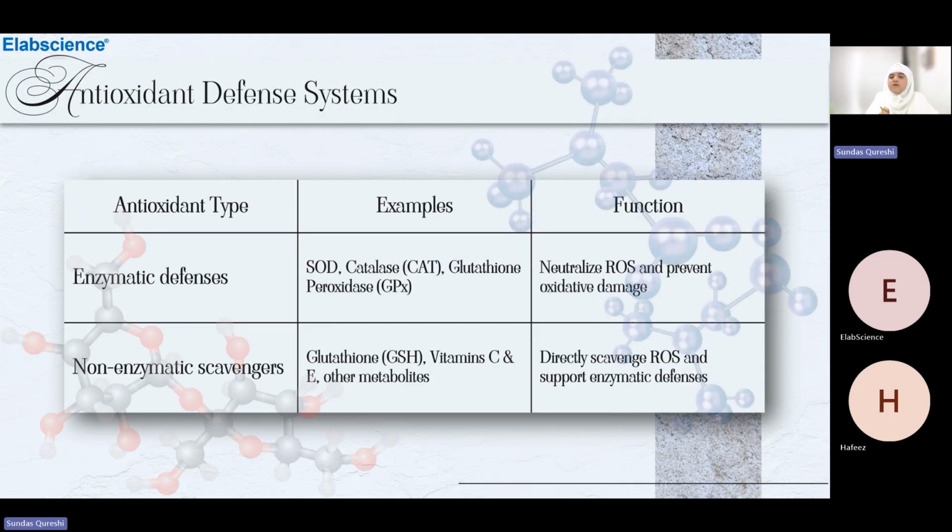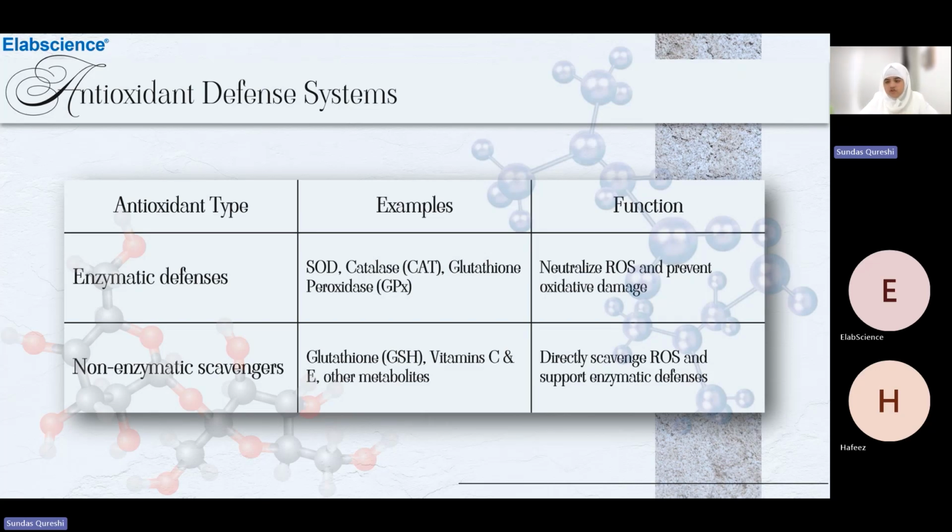Now, cells do defend against reactive oxygen species on their own through a combination of enzymatic and non-enzymatic antioxidant systems. Enzymatic defenses include SOD, which converts superoxide into hydrogen peroxide. Then we have CAT, which breaks down hydrogen peroxide into water and oxygen. And then we have GPX4, which reduces peroxides using glutathione.